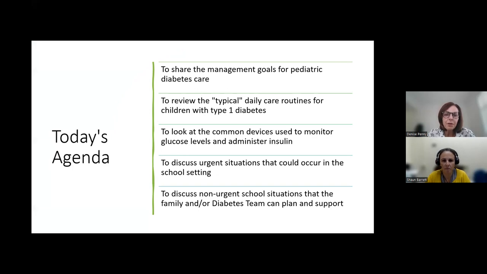These were the areas that we thought we would highlight: to look at the management goals for pediatric diabetes care, to review typical daily care routines, to have a discussion about some of the common devices, because that field has been changing, used to monitor glucose levels and administer insulin, and to identify those situations that are more urgent in the school setting and those that aren't as urgent, situations where there's a role for the diabetes team and the family that can help to support the care that you're doing as well.